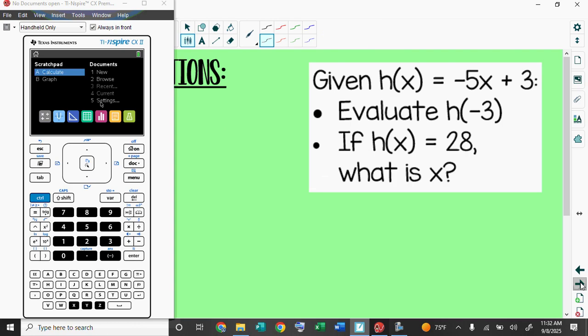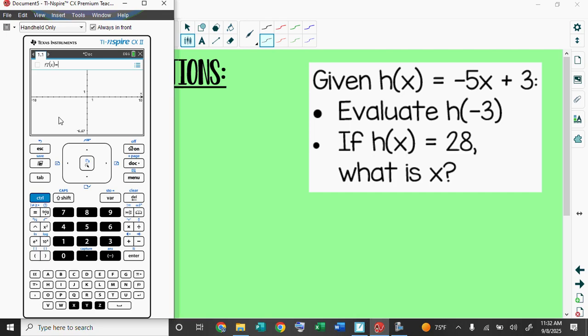which is given h of x. H of x is the same thing as f of x, -5x plus 3. I need to evaluate h of -3, but if h of x is 28, what is x? So first, we're going to go to this one. We're going to get a graph. And then we are going to type in -5x plus 3. I'm going to get a line. And so I'm going to go menu 7, 1.